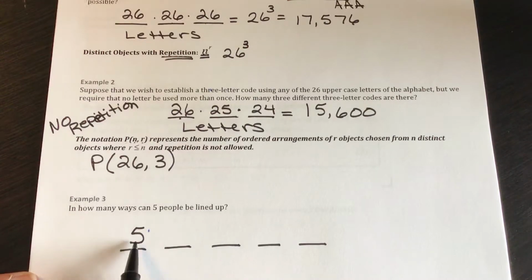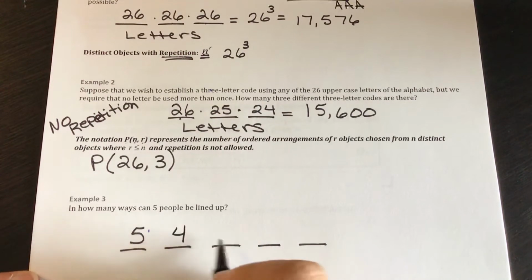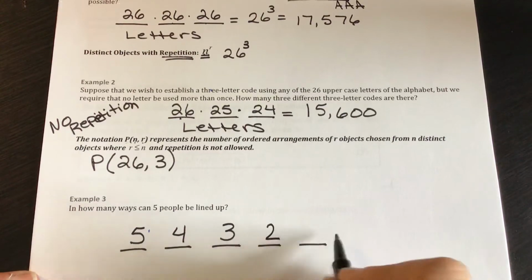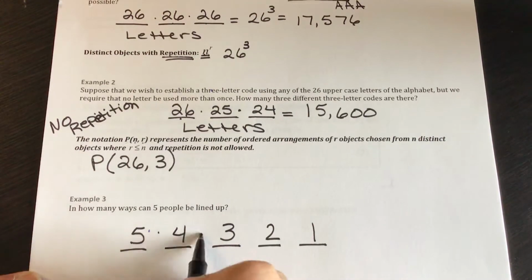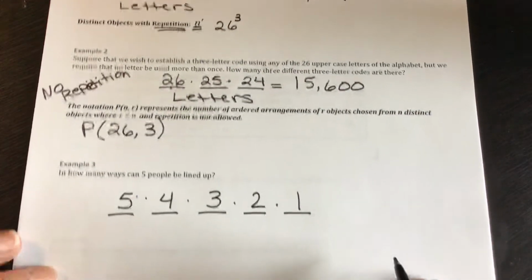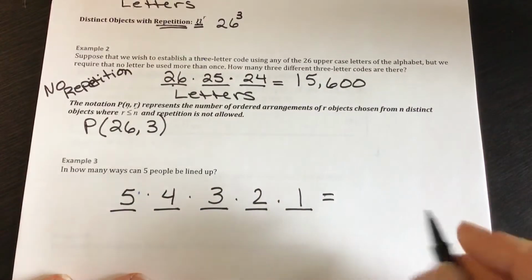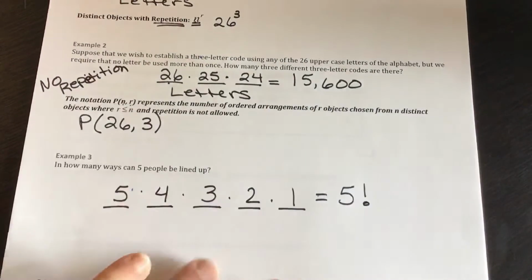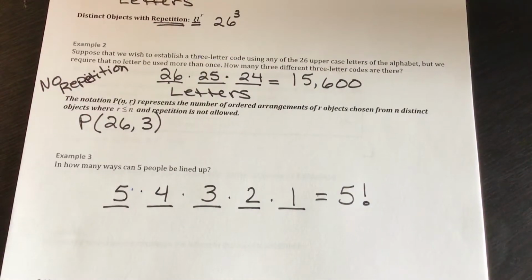But I take Sally, say, you're going to stand here. There's only 4 people to choose from for the next spot. And then there's only 3 people to choose from for the next spot, and then 2, and then 1. Now, when I'm multiplying these together, in math, we like to use shortcuts whenever we can. And this actually is called 5 factorial.